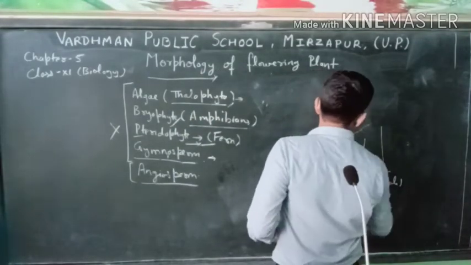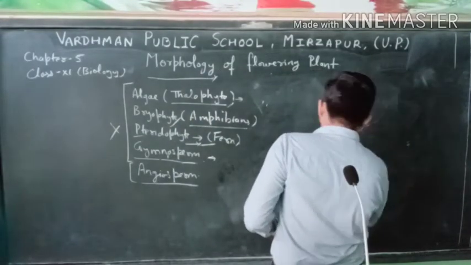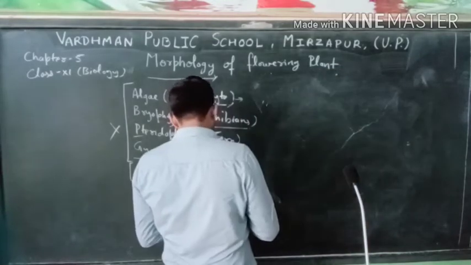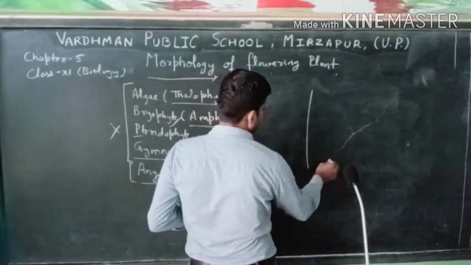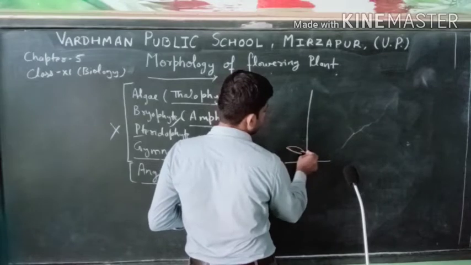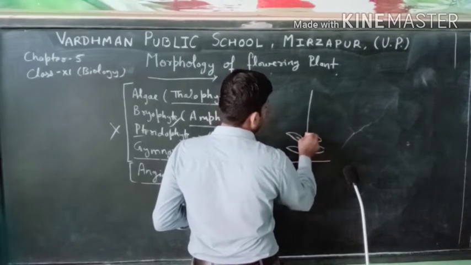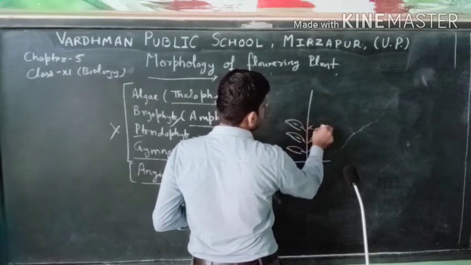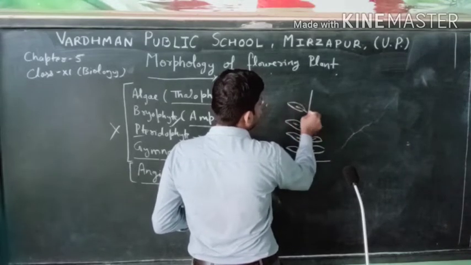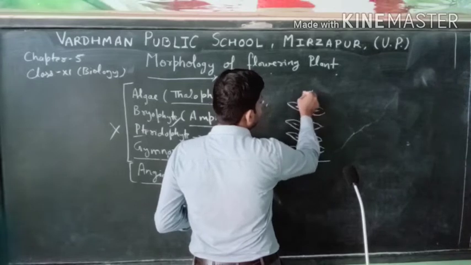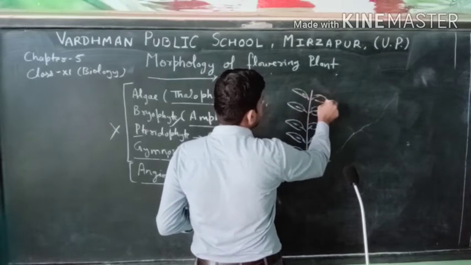It means the angiosperm plant consists of flower and fruit-like structure. As we see here, the algae, bryophyte, pteridophyte, and gymnosperm flowers are not present. Only angiosperm plant flowers are present.